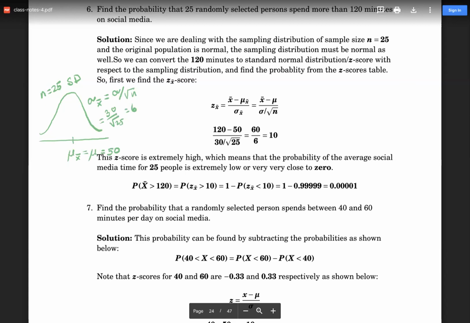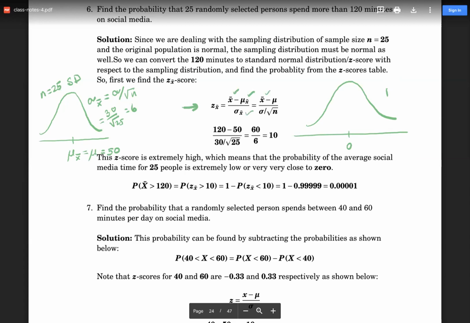Look, we still need to convert this into a standard normal distribution, which has a mean of 0 and sigma of 1. How do you go back and forth between these two? Again, we use the Z sub x bar formula. Z sub x bar is equal to x bar minus mu sub x bar, divided by sigma sub x bar.